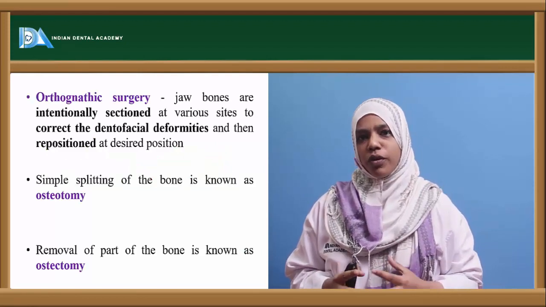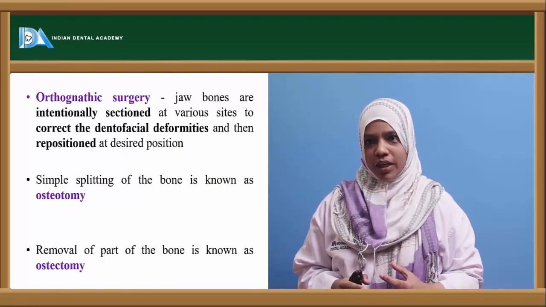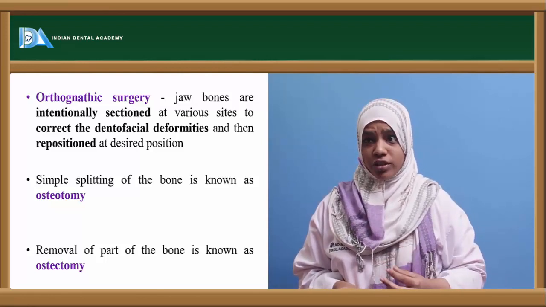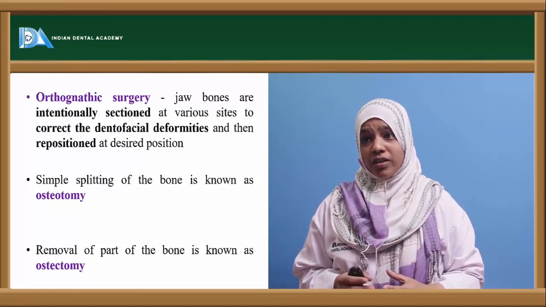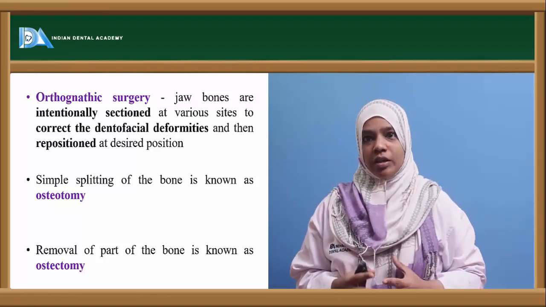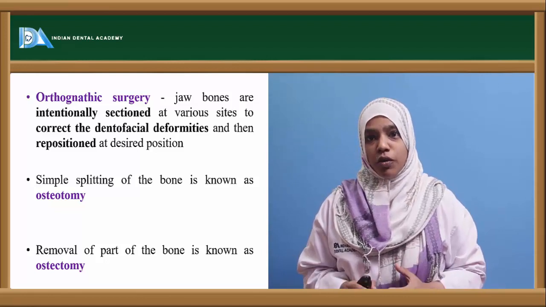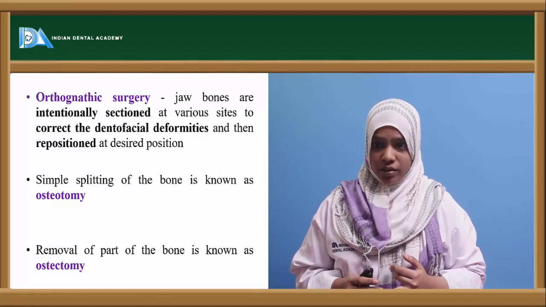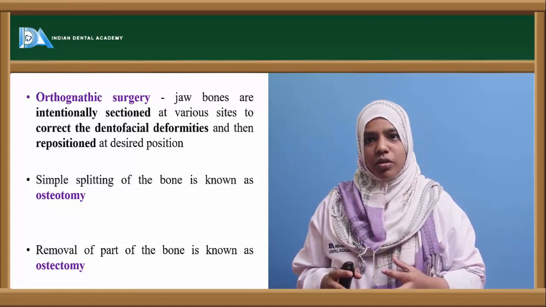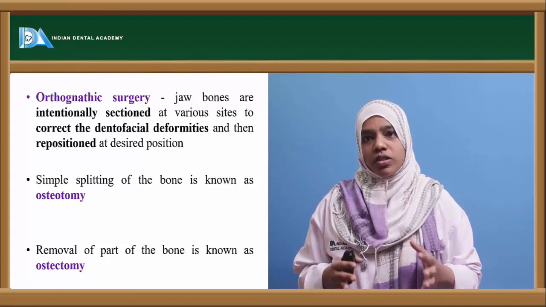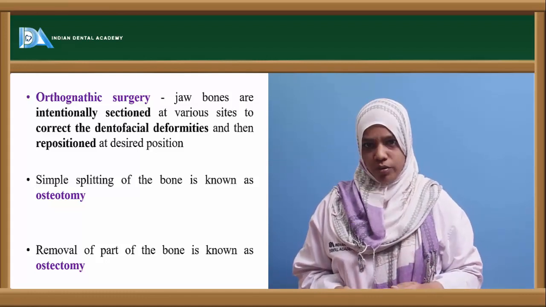Now, before we go on to the details, you need to know that in orthognathic surgery, the jawbones are intentionally sectioned at various sites to correct the dentofacial deformity and to reposition the sectioned bone into a desired position. There are two terminologies that you need to know. One is osteotomy, the other is ostectomy. Osteotomy is simple splitting of the bone, whereas ostectomy is removal of a part of a bone.